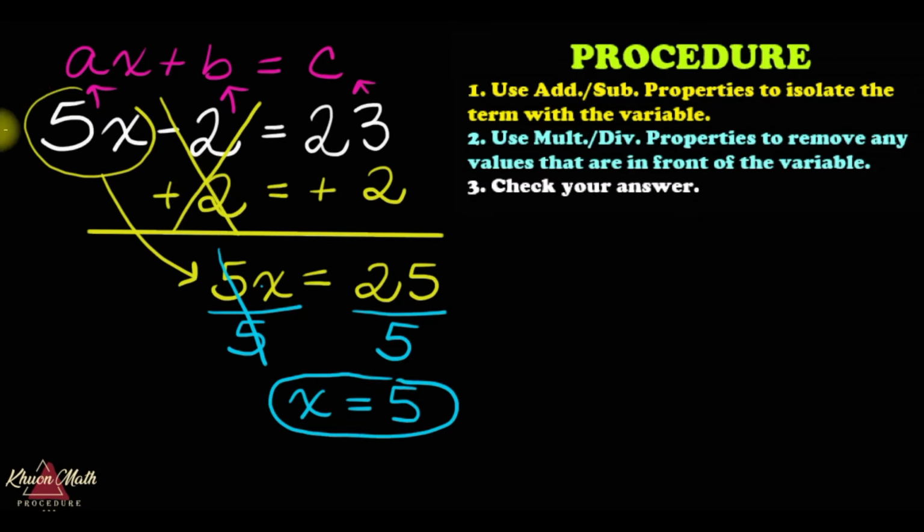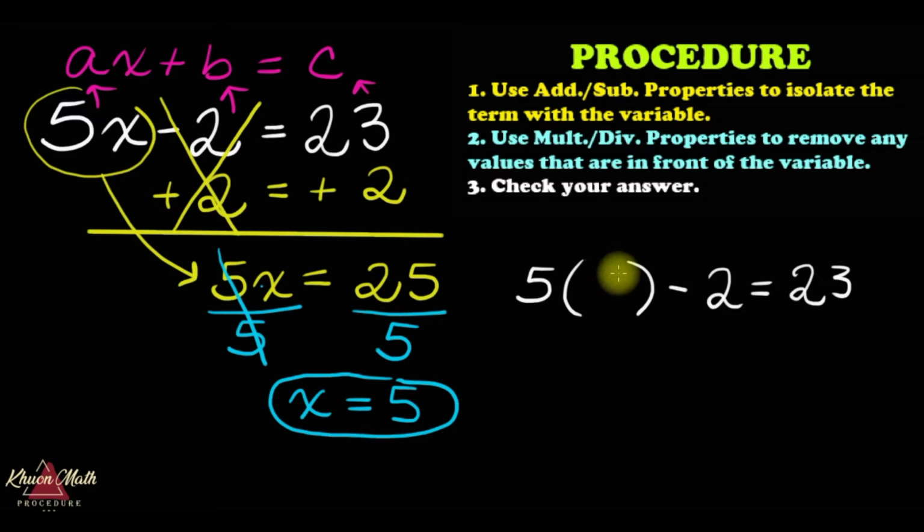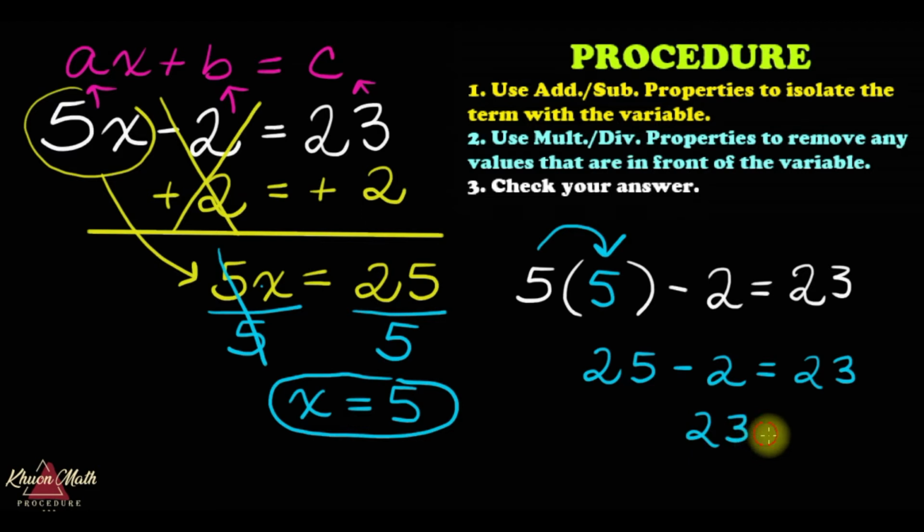So to check it, you want to plug 5 back into the original equation. So here you have 5 times what number? X minus 2 is 23. So what did we get for x? Well, we got 5 for x, so you want to put 5 in here. Okay, so x is 5, so now you go 5 times 5, that's 25. Okay, and then you minus 2 from it. That'll give you 23. So you got 23 is 23. So that's how you know your answer is right.